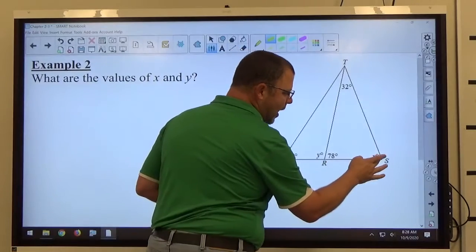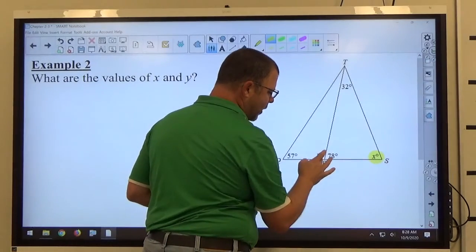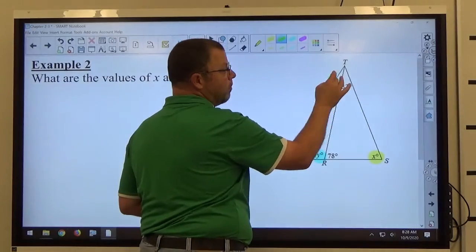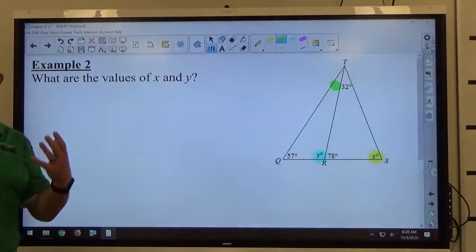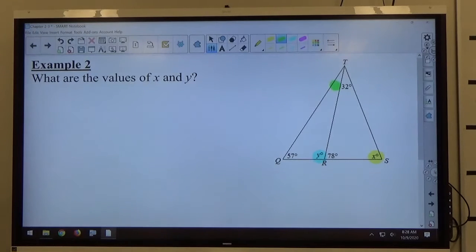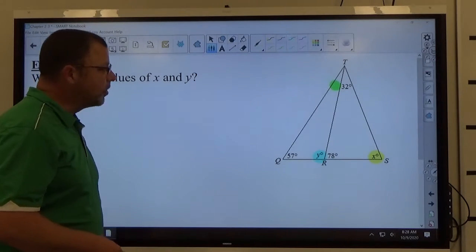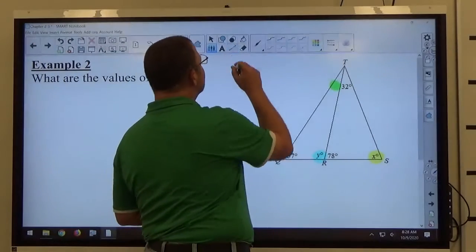And we know that x is what we're looking for, and y is what we're looking for. But we also have this angle up here, we might need to find that to find what we're looking for. So again, you're looking at geometric properties that will help us evaluate or find these measures. And the first thing I'm going to focus on is x.